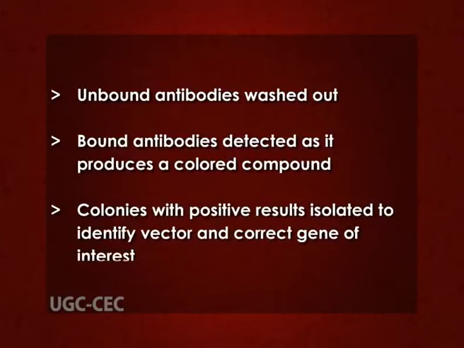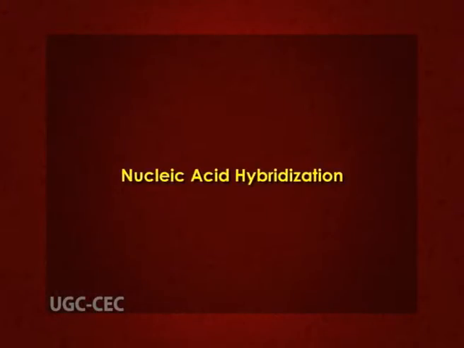The colonies with positive results are isolated to identify the vector and the correct gene of interest. The limitation of this technique is that it can be used only when a specific antibody is available. Now, another type of screening is nucleic acid hybridization.